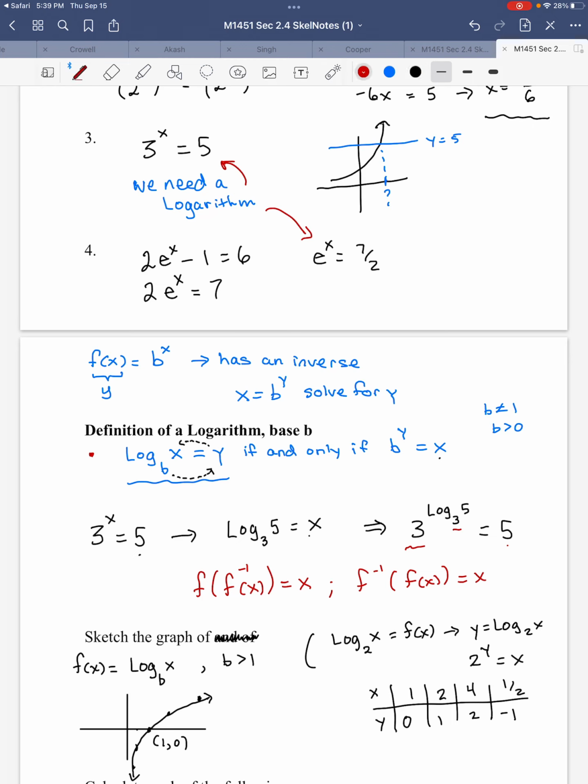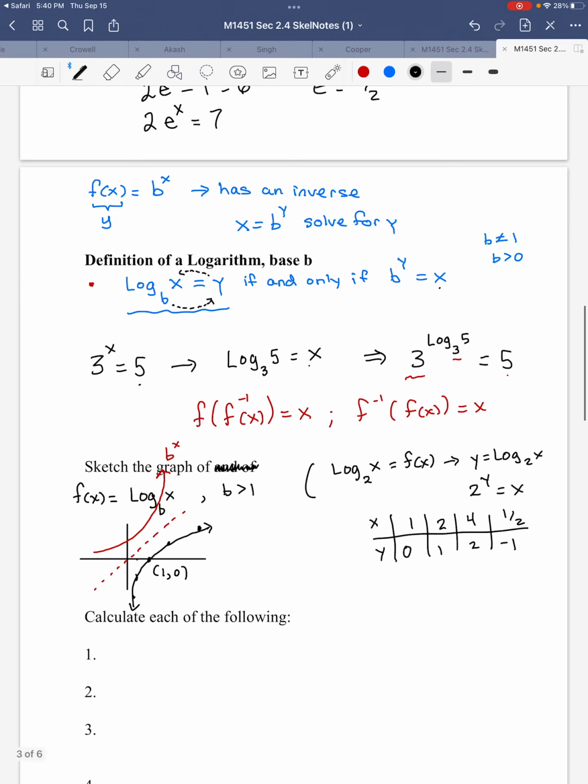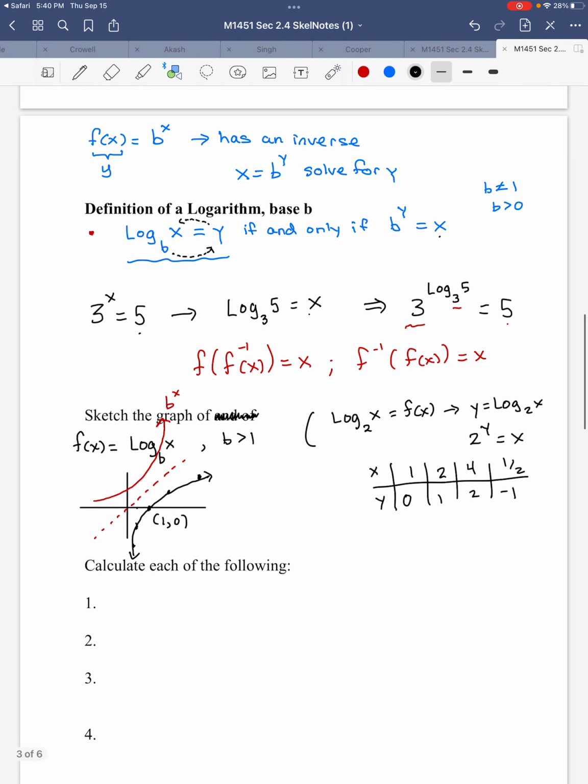Think about how we graph inverses. We reflect them about the line y is equal to x. If we reflected this, I'll draw you in red the exponential function that was the growth curve. That's the growth curve b to the x. You can see how the graphs reflect about the line y equals x. If the base is going to be a number between 0 and 1, then we would reflect the graph of our decay curve about the line y is equal to x.